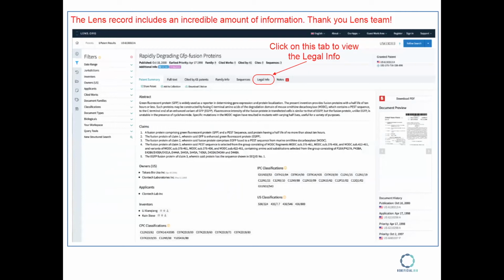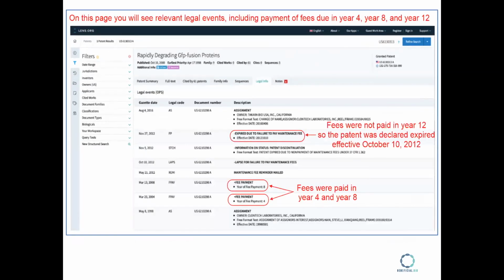They have lots and lots of information on the Lens about patents, including filing fees, under legal information. So you click that tab, and you would find that for this particular patent, the fees were paid in years 4 and 8, but they were not paid in year 12. And so the patent was declared expired effective October 10th, 2012. That's an example of how something falls into the public domain early.